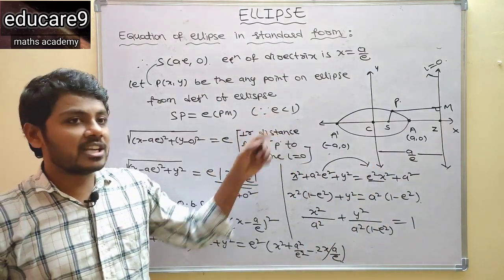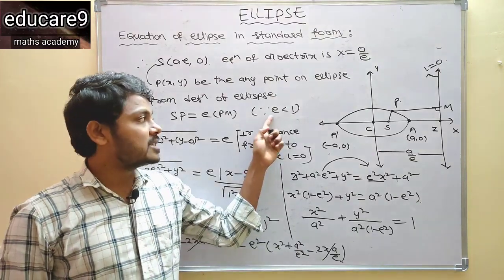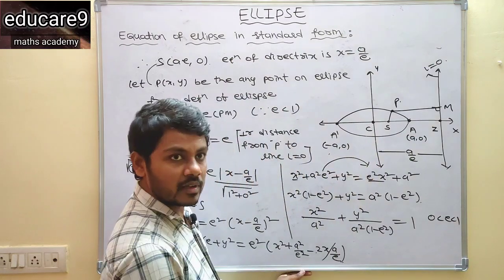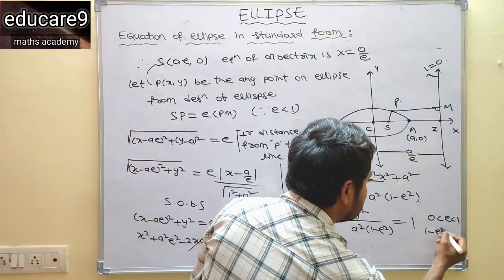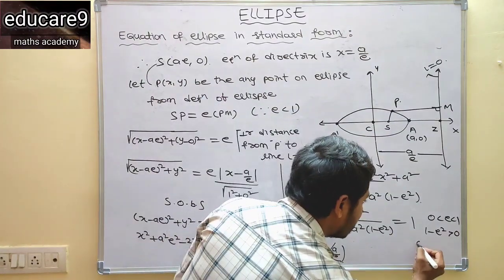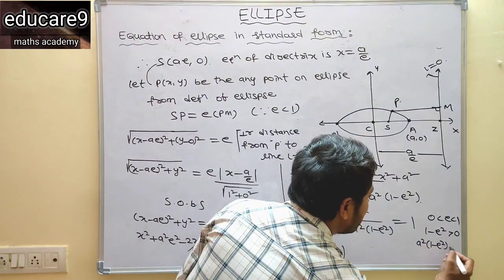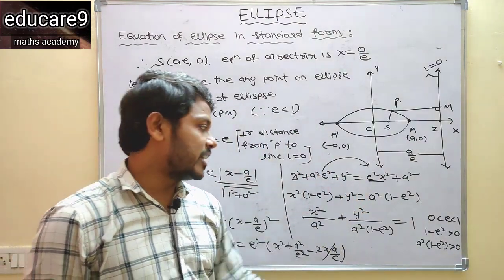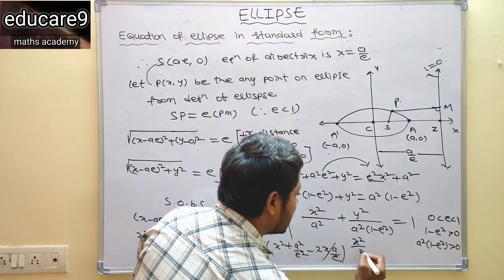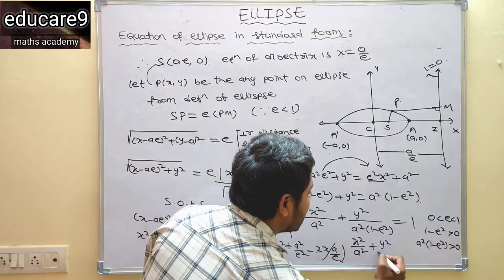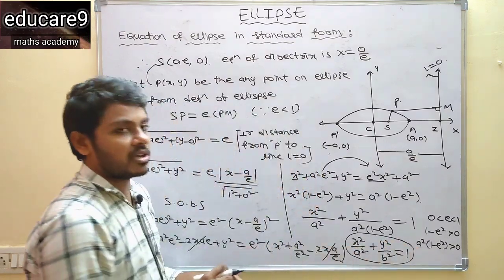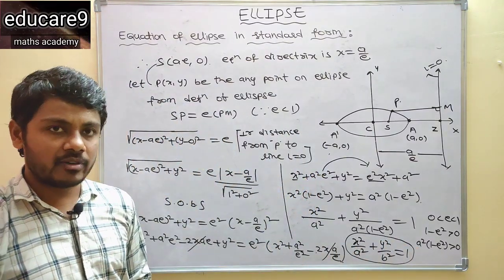Since e is less than 1, that is 0 less than e less than 1, therefore 1 minus e square is greater than 0. Therefore, a square into (1 minus e square) value is also greater than 0. So let us consider this value as some b square. That is x square by a square plus y square by b square is equal to 1. So this is the equation of ellipse in standard form.